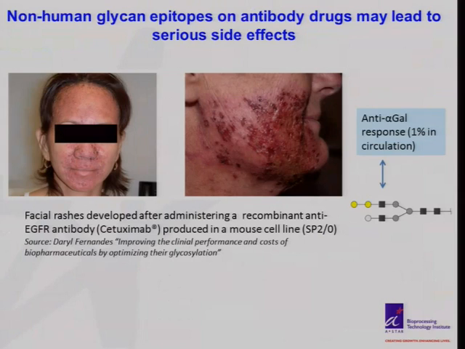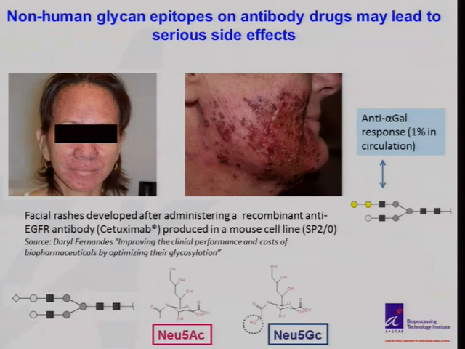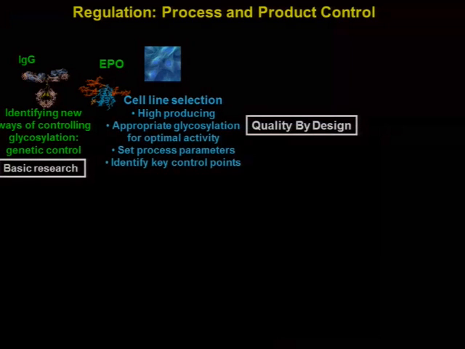This is the first cetuximab that came out. It was produced in a mouse cell line. It had Fab glycosylation, and what people didn't realize was it had this alpha-gal structure on it, and this is the result. Really serious side effects from this. And if you start to use sugars which have N-glycolylneuraminic acid instead of N-acetylneuraminic acid, again you risk having these serious side effects in some people.